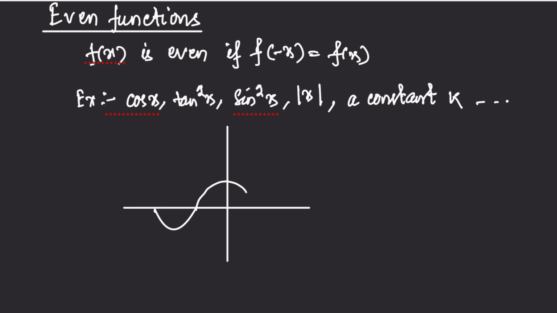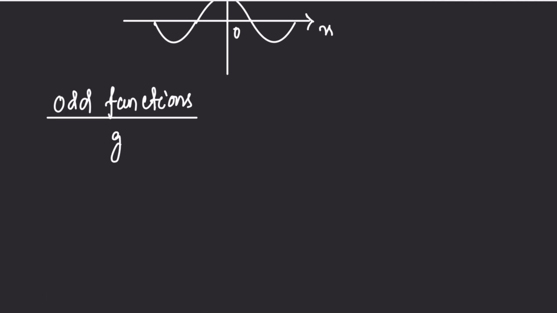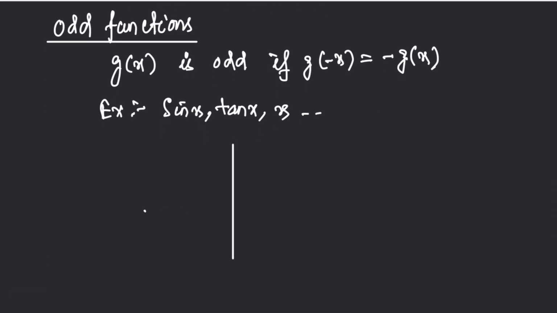The graph of even functions is symmetric about the y-axis. Odd functions: the function g of x is odd if g of minus x equals minus of g of x. Examples are sin x, tan x, x. And the graph of odd functions is symmetric about the origin.